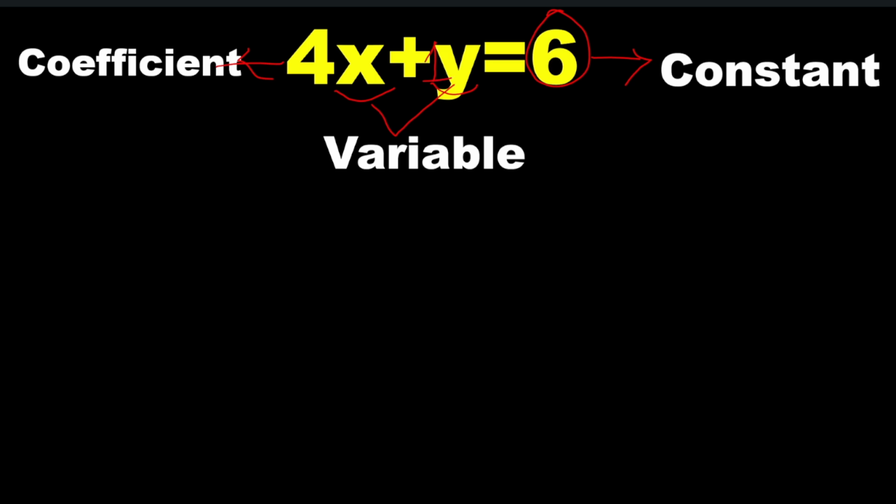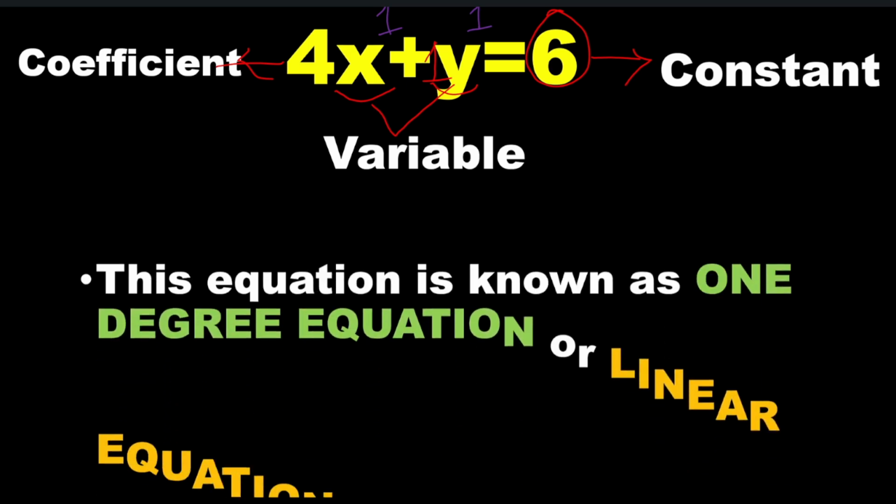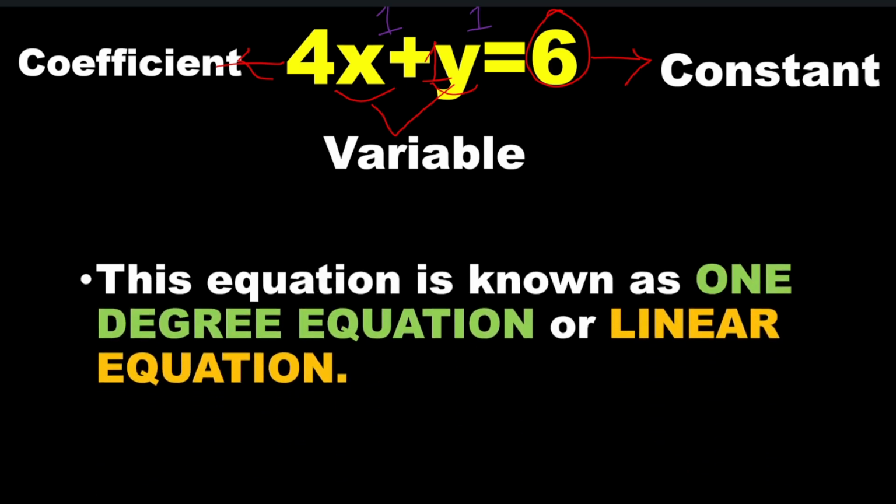How come this is linear equation means x power is 1. Here y का degree जो है 1. The highest degree is 1. So it is known as 1 degree equation or linear equation. If it is 4x square plus y is equals to 6 something, it is like degree is greater than 1, then it is not a linear equation.